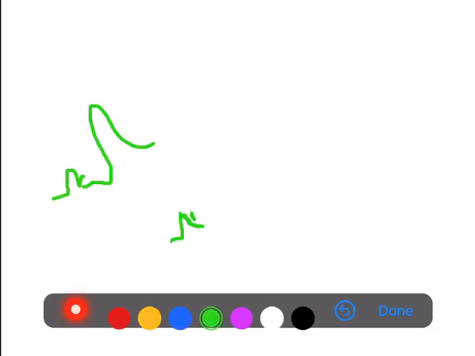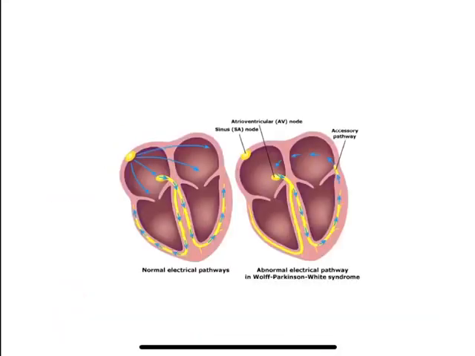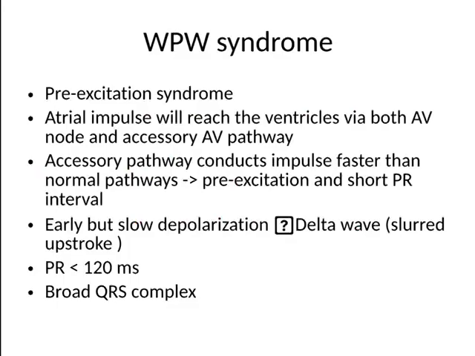That will be resulting in a slow depolarization, producing a slurring of the QRS complex, and this slurring of the QRS complex is called a delta wave. So the delta wave is responsible for a shorter PR interval, and the QRS complex will become wider than the normal QRS complex. Okay, so that is what is happening in a WPW syndrome.